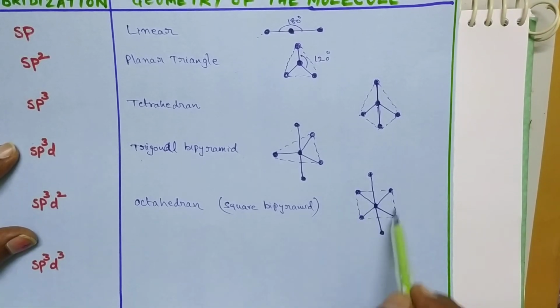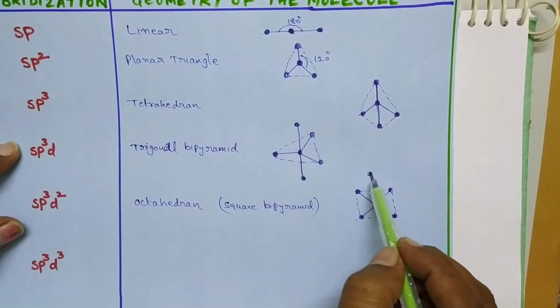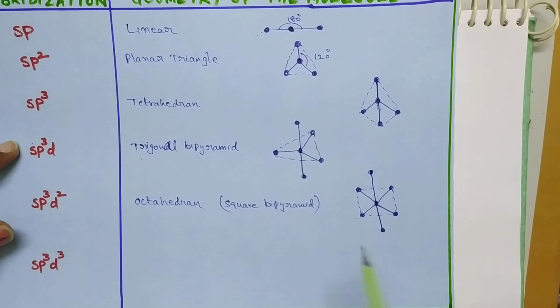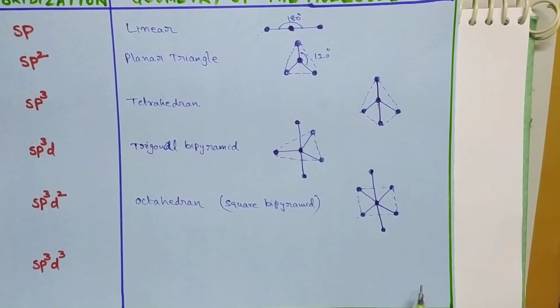So here the 4 atoms form a square. Above the plane of the square one atom will be there, below the plane of the square another atom will be there. So that's why it is a square bipyramidal structure.